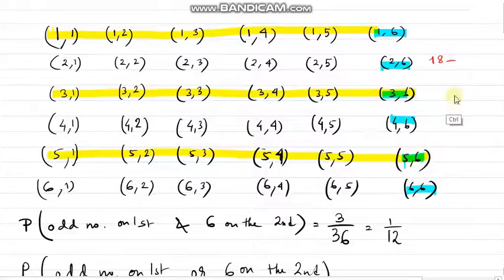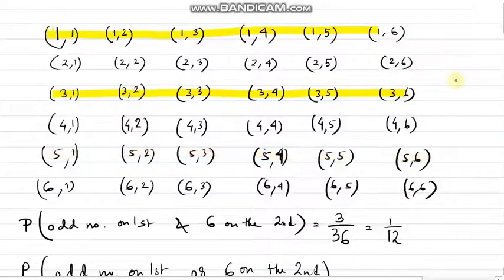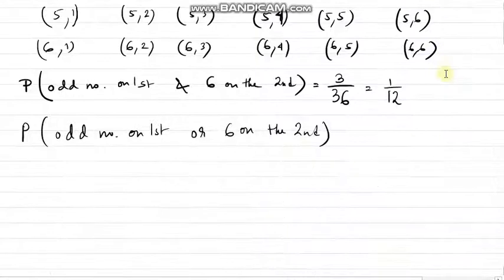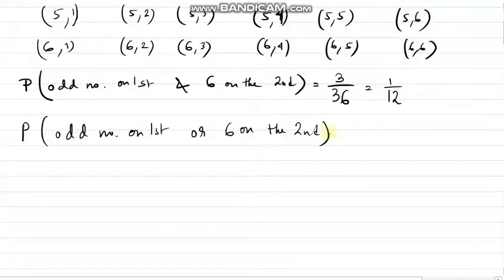Right? So what will be the probability for this event? If I write this, the probability of this event will be 21 divided by 36. If I simplify, I will get 7 divided by 12.